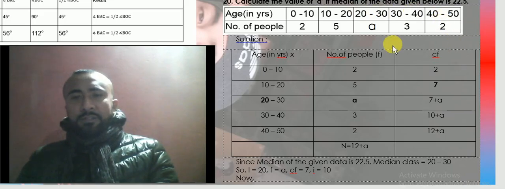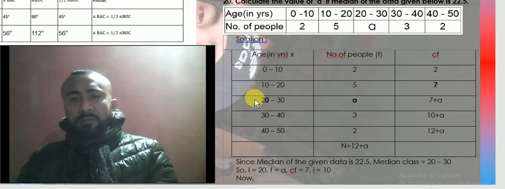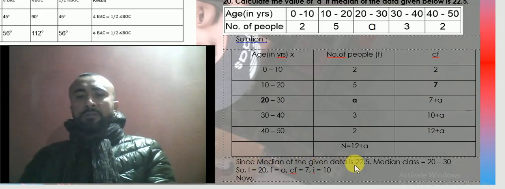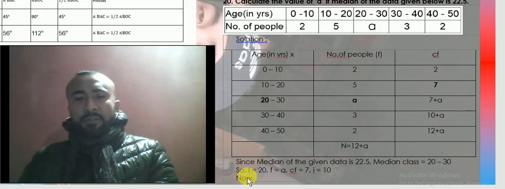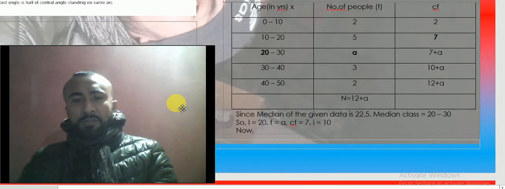It's from statistics. You can see here the value of the median is given as 22.5. If the value is given previously, then you should look here. Here 22.5 lies between the class interval 20 to 30. So we have written here, since the median of the given data is 22.5, the median class is 20 to 30. So the lower limit of the median class is 20. The corresponding frequency is A, the cumulative frequency is 7, and the class interval size is 10. Now we can use the formula.